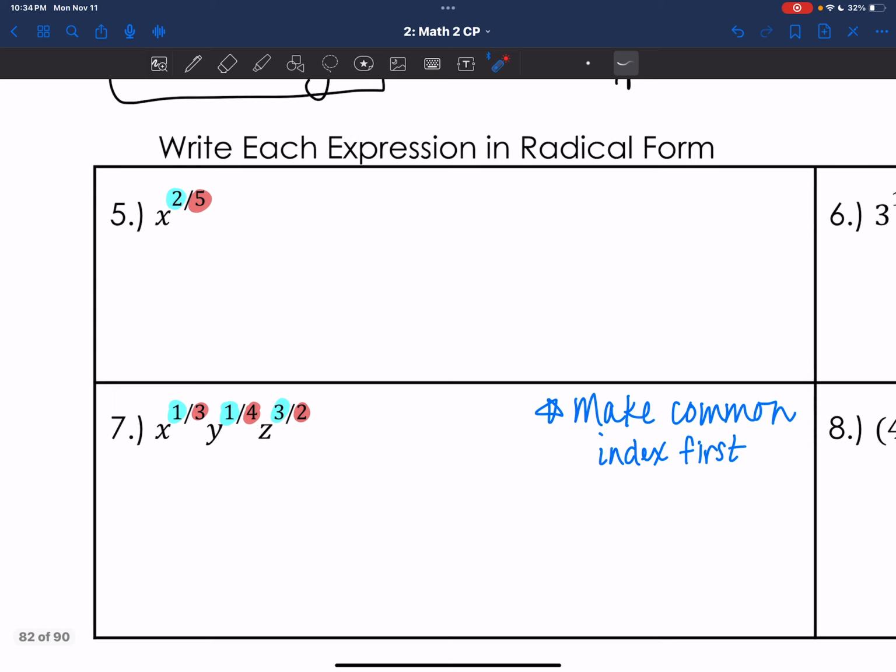All right, so now what we're going to do is number 5 real quick, and this is just going the reverse of it, where you're going to write it in radical form. So we're going to take a radical, we're going to put x in there, and you have to remember that 2 goes on the inside, 5 is the index.